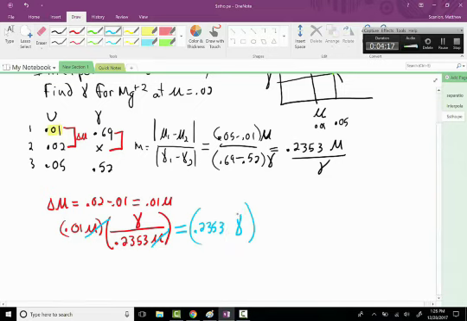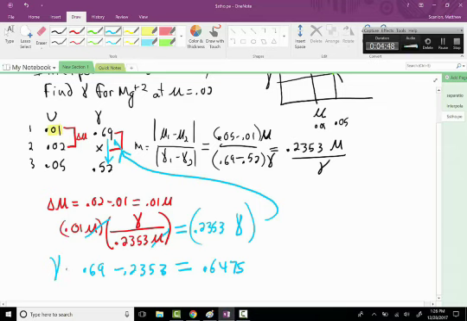alpha units. Now, all I've got to do is add or subtract to my 0.69. In this case, I just look at it. I never worry about the signs. I just look at 0.69 and see that it's decreasing as I go in that direction. So I'm going to take 0.69 and subtract 0.2353 from it, and that gives me my answer of 0.6475 is alpha 2.